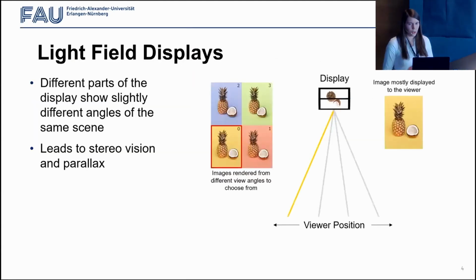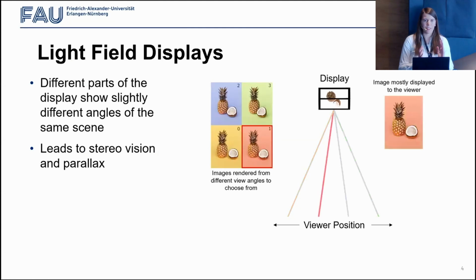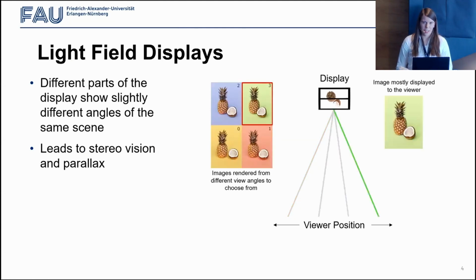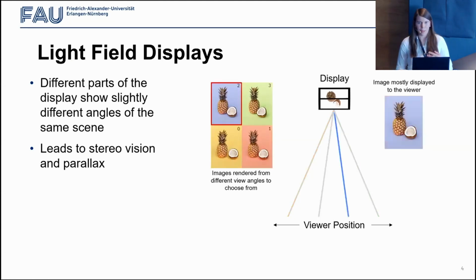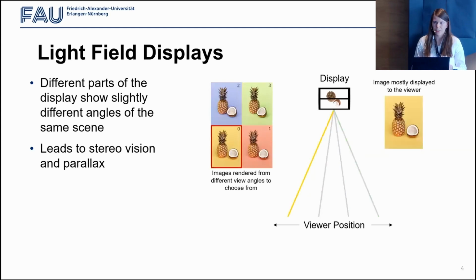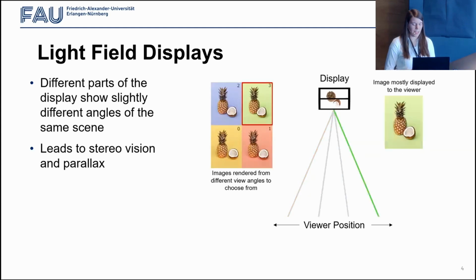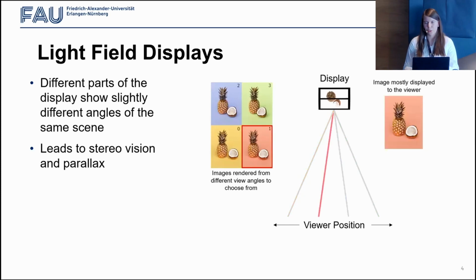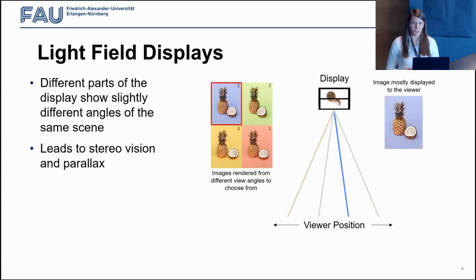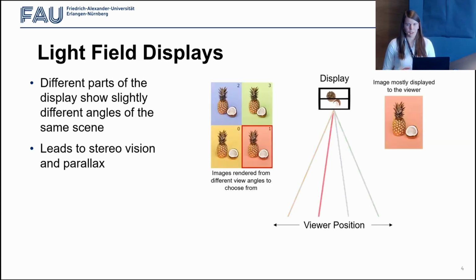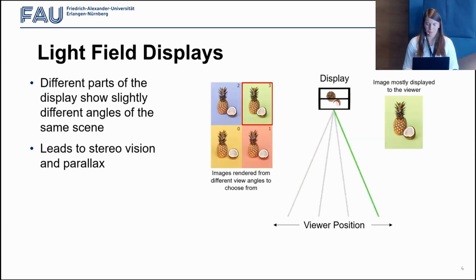Parallax-based light field displays usually work in a rather similar fashion. They kind of display different images in different directions. That means that if you look at the display from like the left side, you just see a different image than if you're looking at it from the right side. This then also means that each of your individual eyes sees a different image. And this then leads to stereo vision and parallax, which creates this 3-dimensional effect in your head.